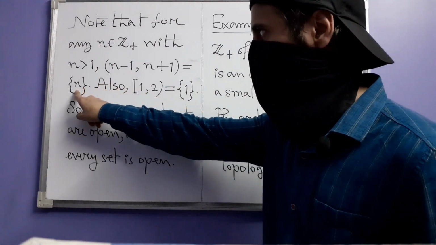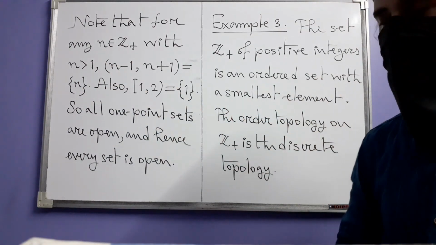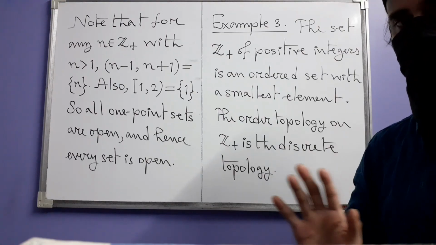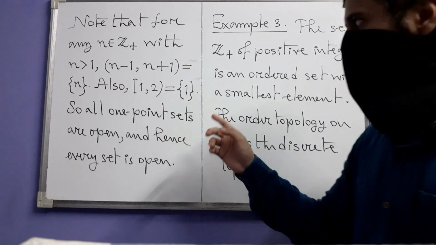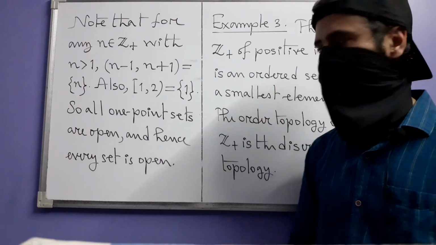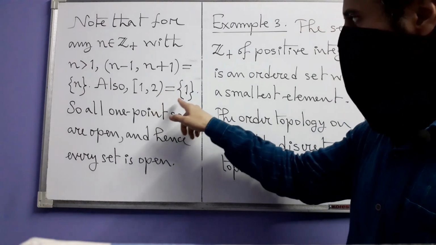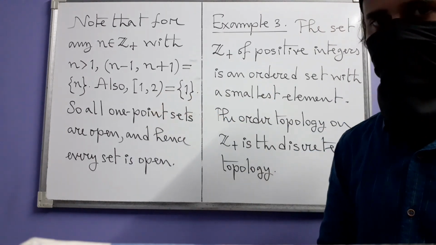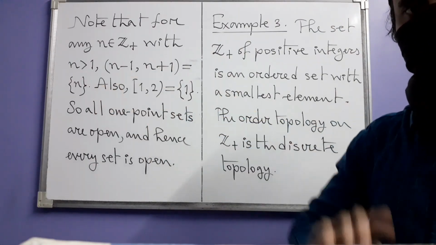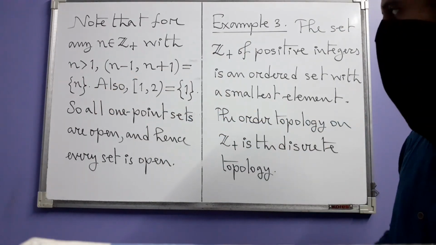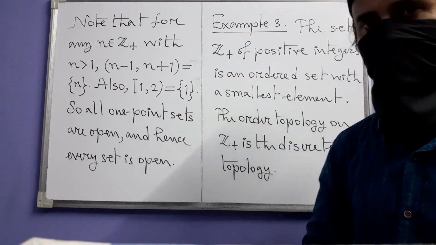We do not however have included the single number 1. That's a little separate, because it's the smallest element. For that we consider the closed open interval 1, 2. That turns out to be just this singleton set 1. Note that this is also a basis element because 1 is the smallest element in this ordered set Z plus. So this singleton set also is open in the order topology.